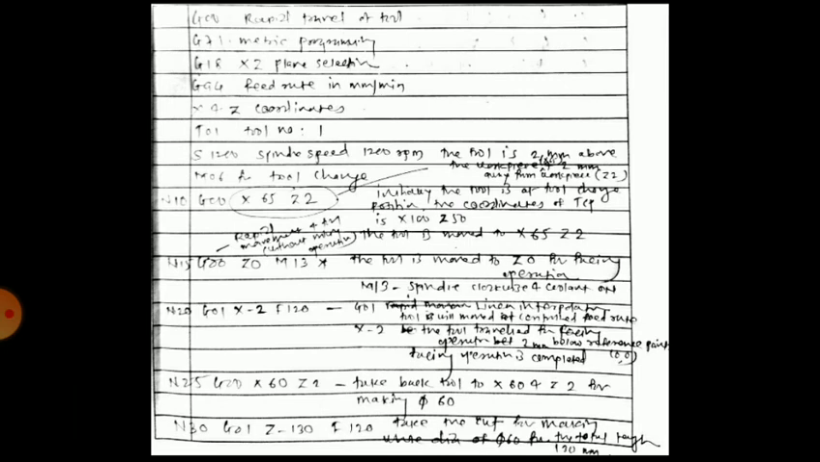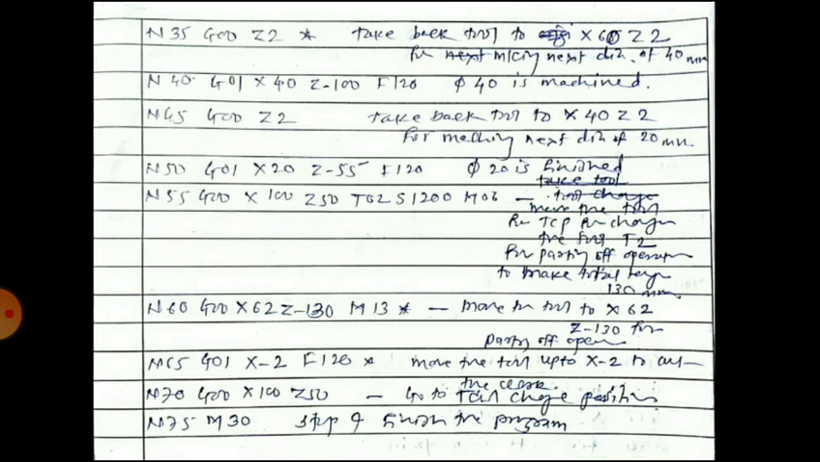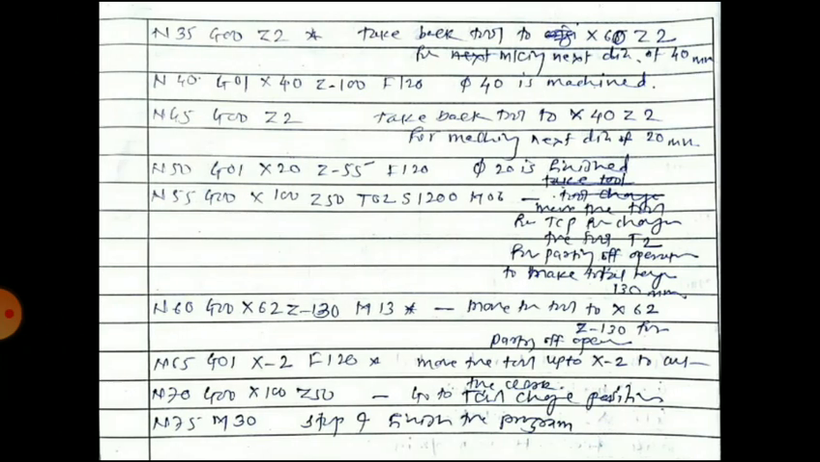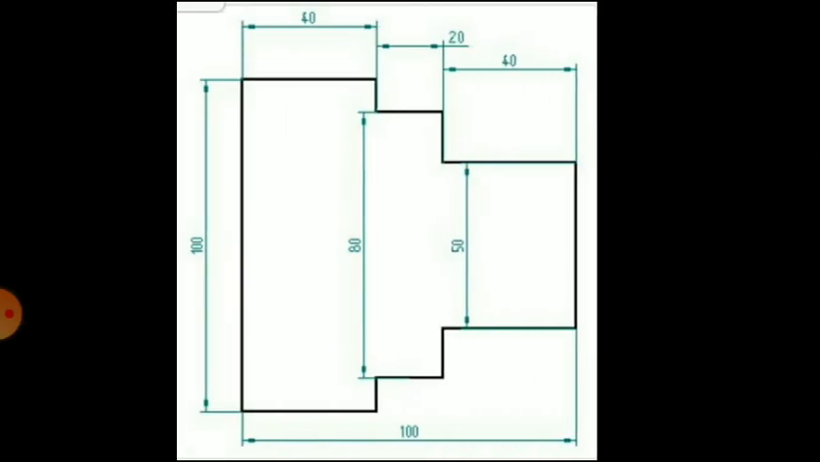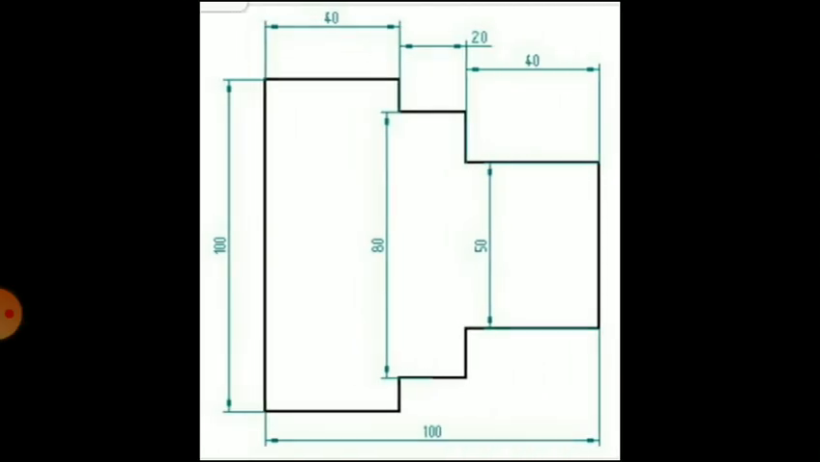This procedure is given in these 2 slides. You can see the procedure for every block given here and here, for example number 1. Now the next example is again a very simple one, with a simple workpiece. The diameter and the length are given.